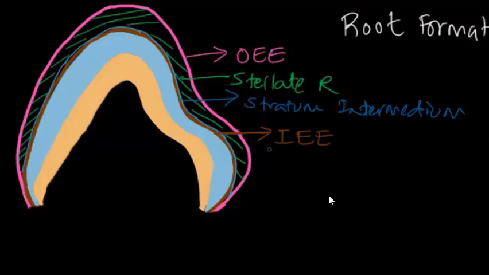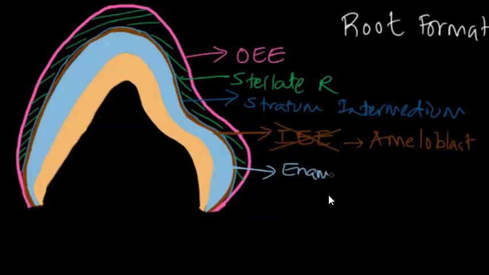Okay, so let's clarify this. This has already differentiated to ameloblasts, which have laid down the enamel. So these ameloblasts have laid down enamel over here, shown in light blue, and then dentin.